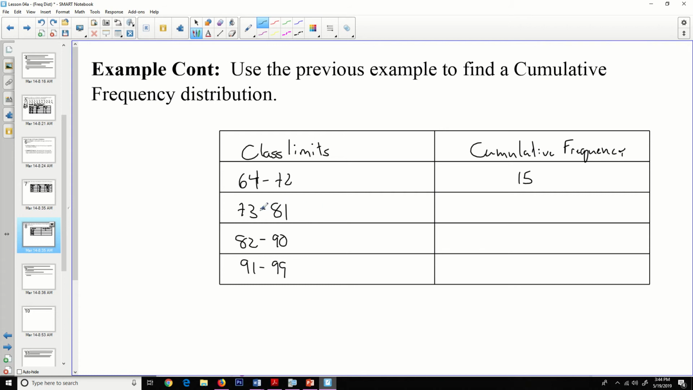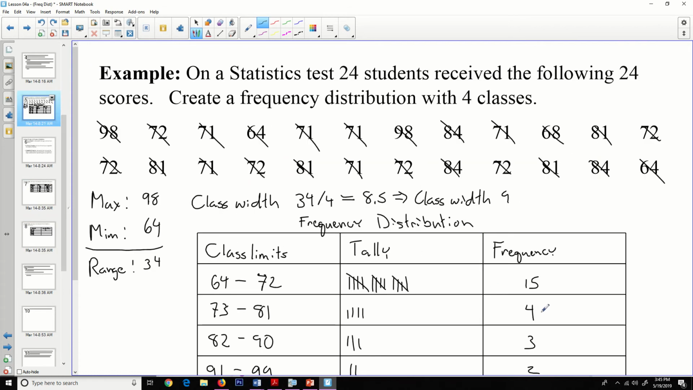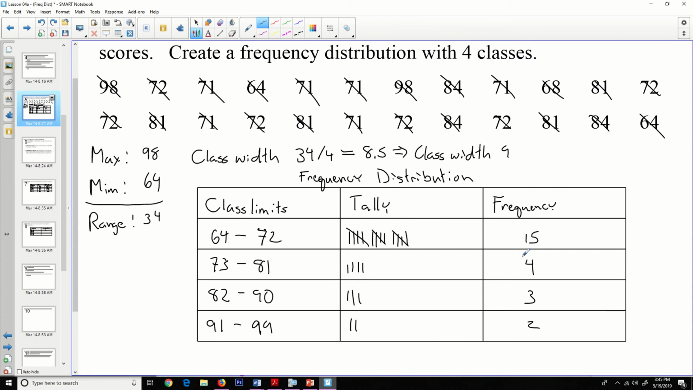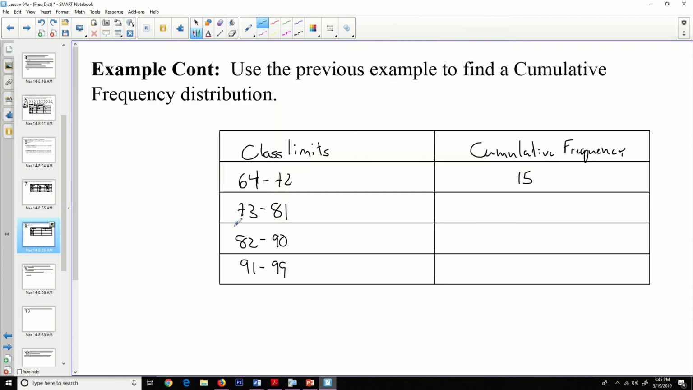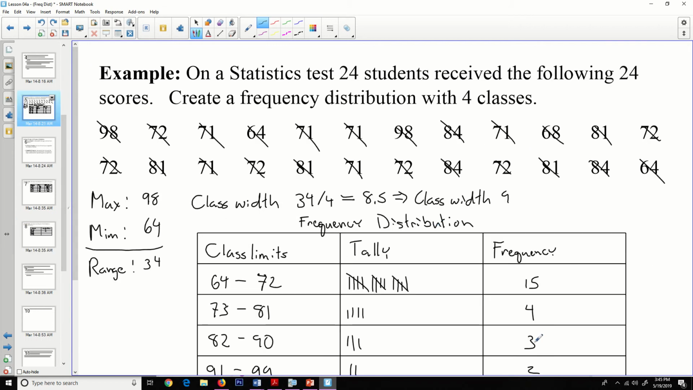This one is the sum of the value of that particular class plus the values before it. So in this class, if you remember, we had 4. And since we have 4 and 15, that's going to be 19 there. So the cumulative frequency is 4 plus 15. This class will be the value that's in it plus the values before it. So if we go back to here, it'll be 3 plus 4 plus 15, which is 22.